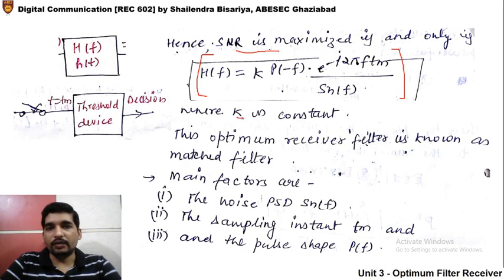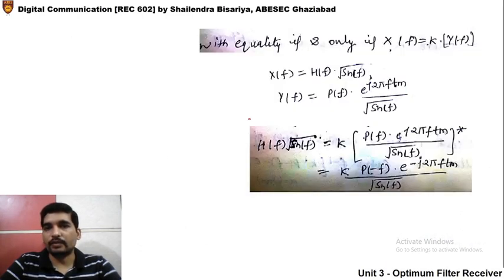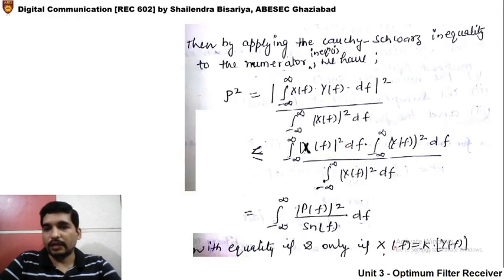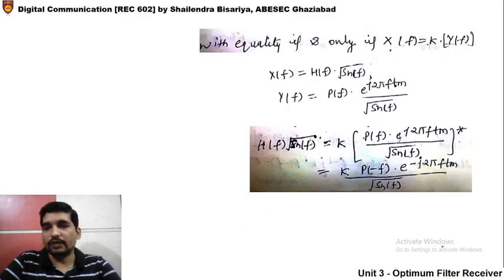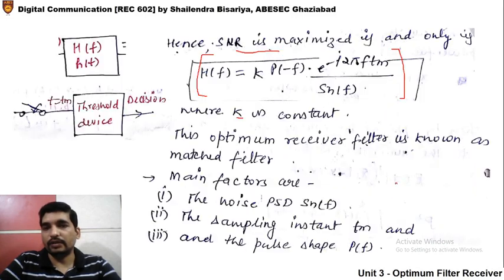Where K is simply a constant, okay? We assume that X(f) is equal to K Y(f), because only if we satisfy this condition, this SNR is maximum. So satisfying this condition, assuming K is a constant, we can say that X(f) is equal to K Y(f), and from this equation only we derived this transfer function.